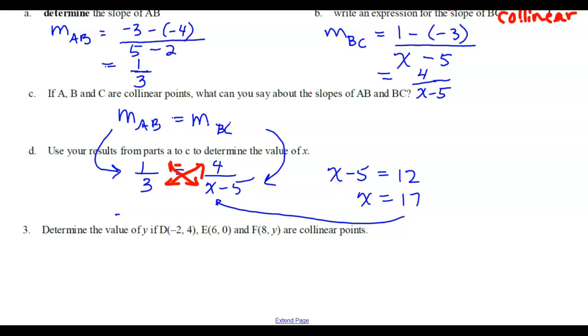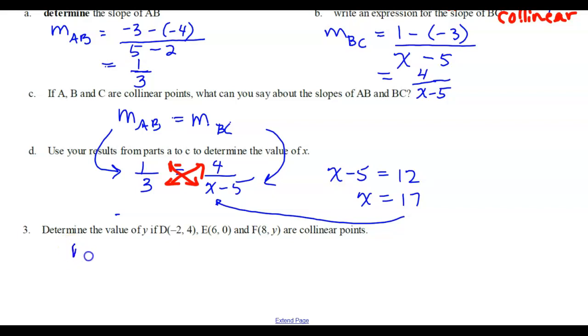So notice that you're given the coordinates of 2 points, D and E, but in F, you're missing the y value. So you have to figure out what the value of y is if these are collinear points. So that means the slope of DE is going to be the same as the slope of EF. Or you could do DE and DF, any two pairs. Okay, but I would avoid using F in both sets, because then you're probably going to have to solve a quadratic. You don't want to have to do that.